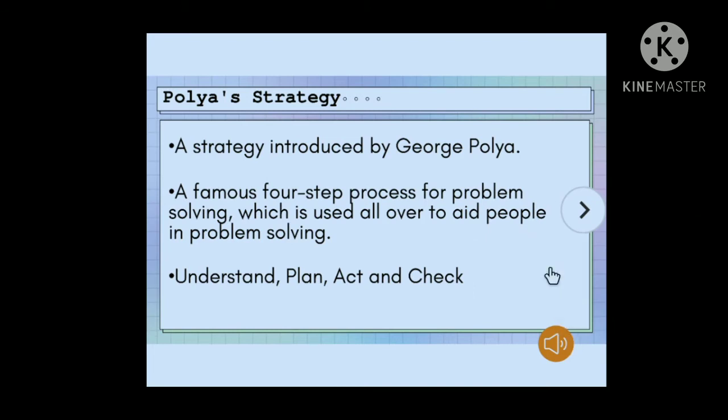On our first slide of Polya's strategy, the strategy was introduced by George Polya. That's why it was named Polya's strategy. This strategy is a famous 4-step process for problem solving, which is used all over to aid people in problem solving. This strategy is also known as the understand, plan, act, and check strategy.